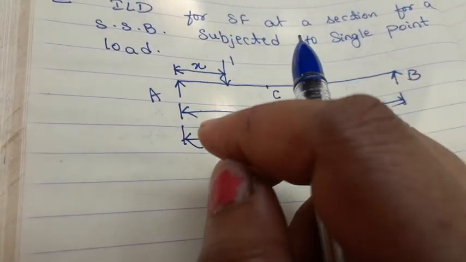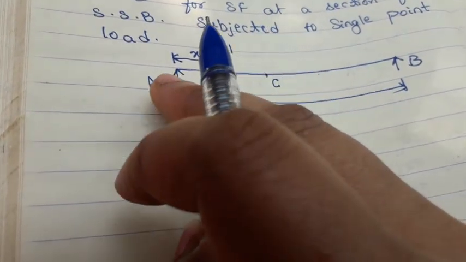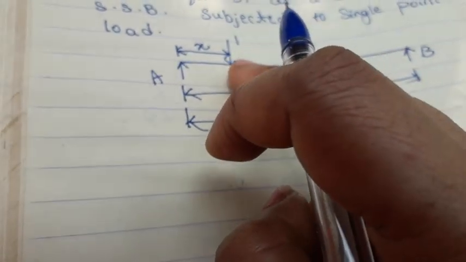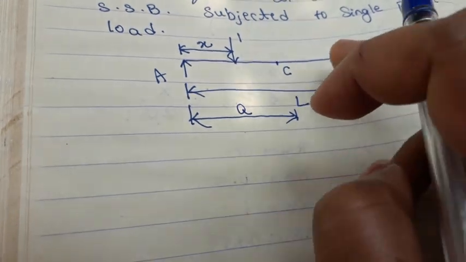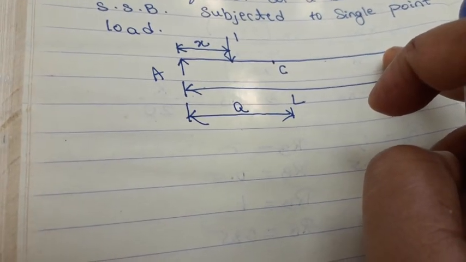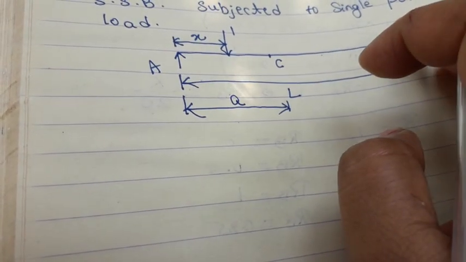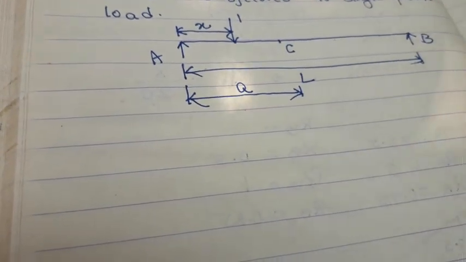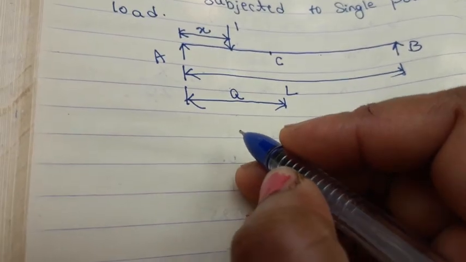So this unit load which is in the portion AC, which is in the left side, will move towards the right portion, that is CB. So for this we have to find out the shear force.